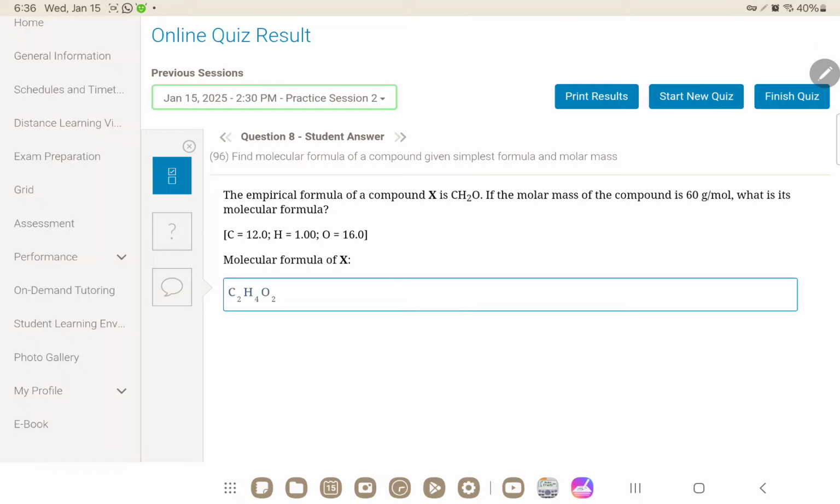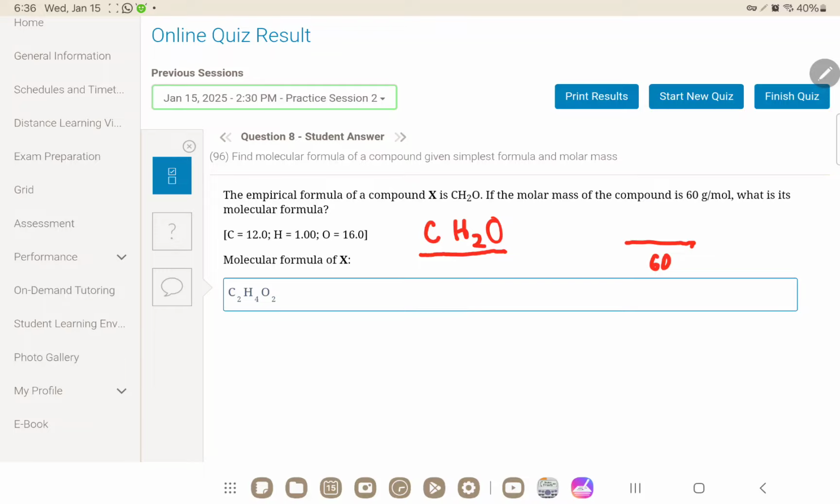Moving on. Okay, so this question, it's telling you you have the empirical formula of a compound X. This is your empirical formula, CH2O. If the molar mass of a compound that we do not know is 60, this is its molar mass. Now, what is its molecular formula? What we know is that these are multiples of the empirical formula. So you just have to multiply the subscripts to make any molecular formula.